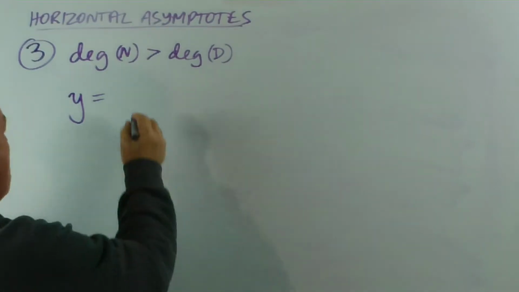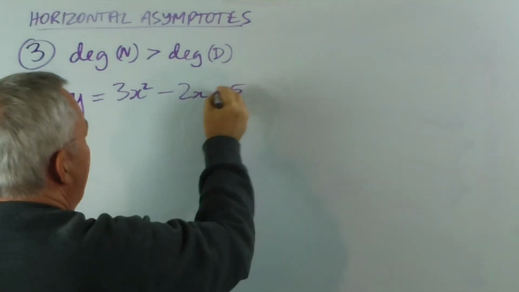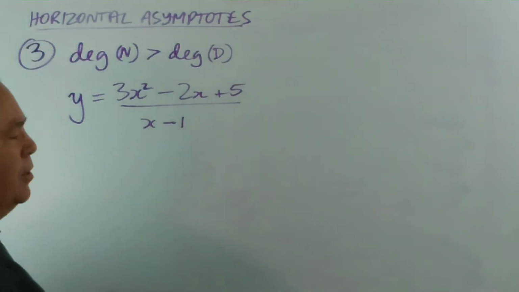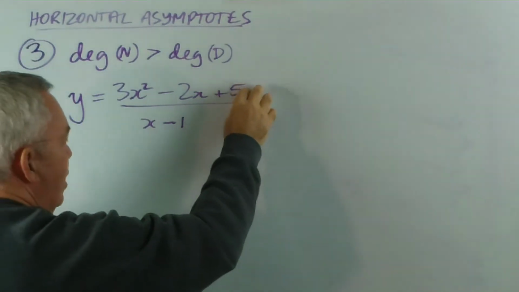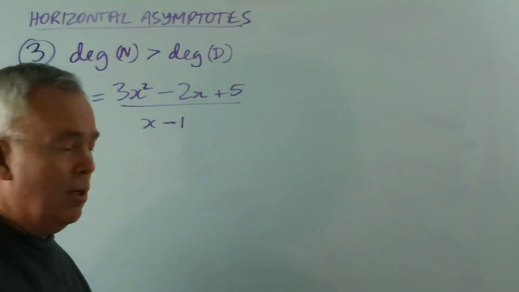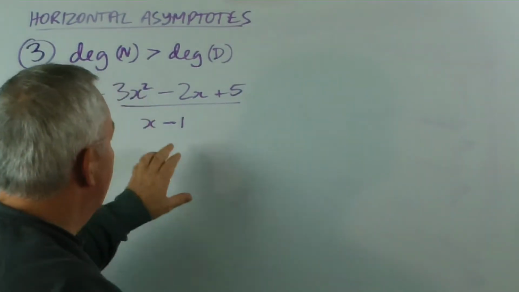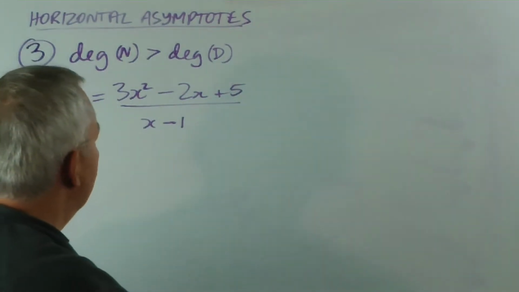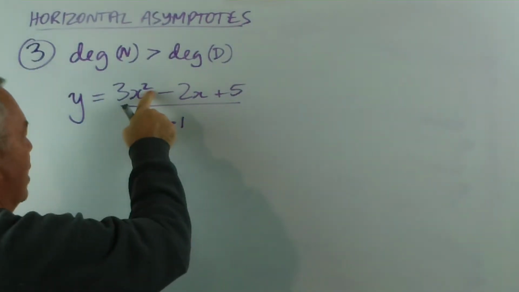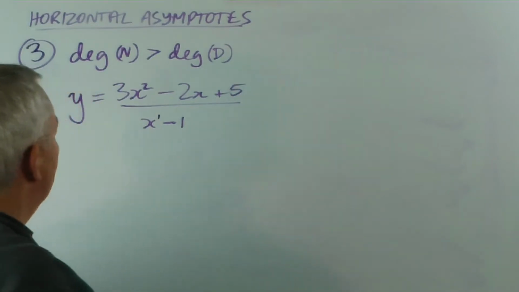Let's imagine we have 3x squared minus 2x plus 5 over x minus 1. That will do. You can see that here we have a rational function. We have a ratio of 2 polynomials. We have a very simple one in the denominator. Because that has a 0 at x equals 1, you can see that the vertical asymptote is going to be x equals 1. But that's not what we're talking about here. We're talking about the horizontal asymptotes, or at least what are potentially horizontal. And we can see that the degree of the numerator this time is bigger than the degree of the denominator.